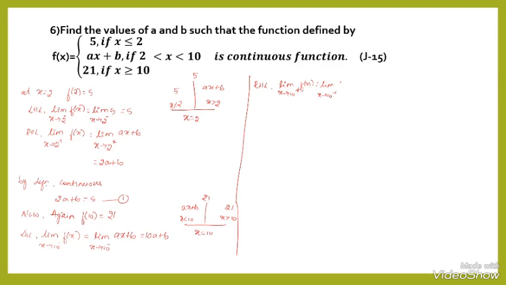Then the a value becomes 2. Again, substituting the a value in equation 1, that is 2 into 2 plus b is equal to 5. 2 twos are 4. Then we want b only. 5 minus 4 becomes 1. Therefore, we say a value becomes 2 and b value becomes 1, which is the solution of the given problem. Okay, now we will discuss the next one.